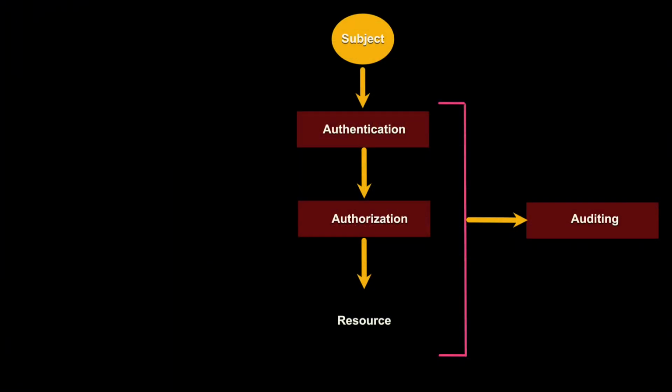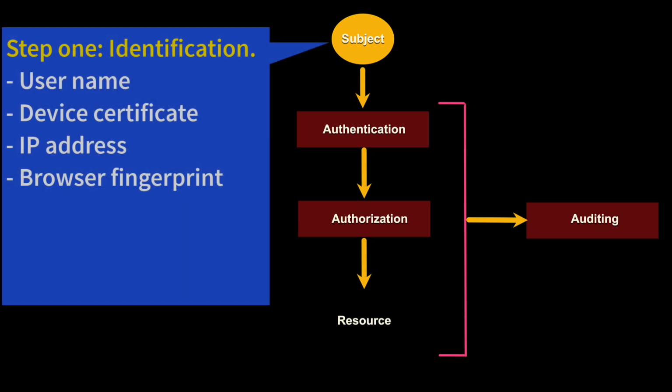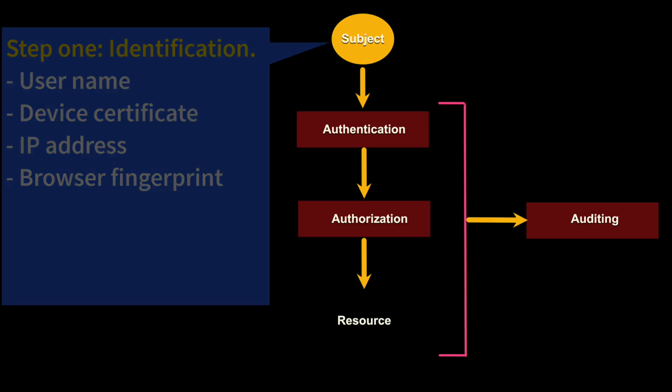Let's walk the whole process with a simple scenario. Imagine Jordan, an employee, opens a payroll web app. Step 1. Identification. Jordan types a username, and the browser is also identified by signals like device certificate, IP address, and browser fingerprint. The system now knows which identity record to look up.